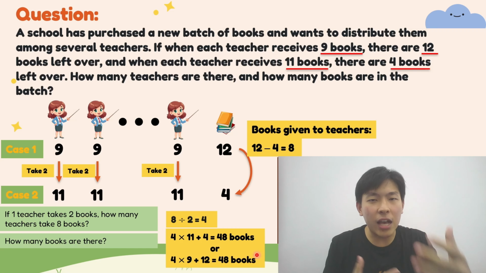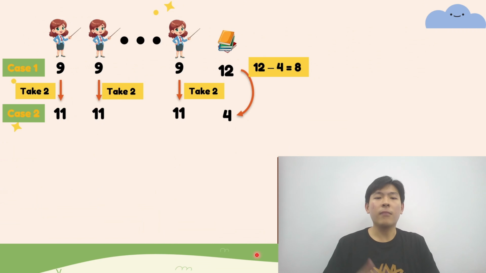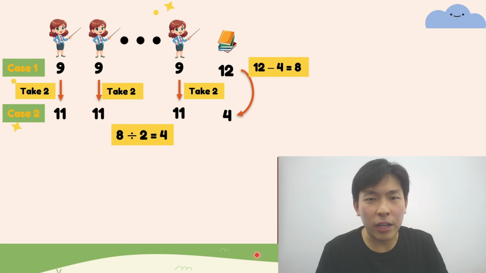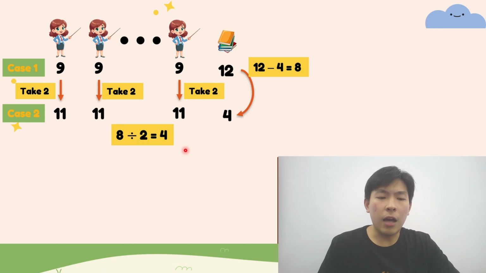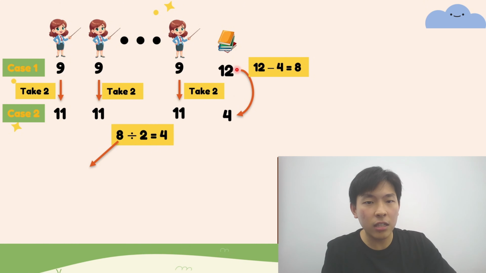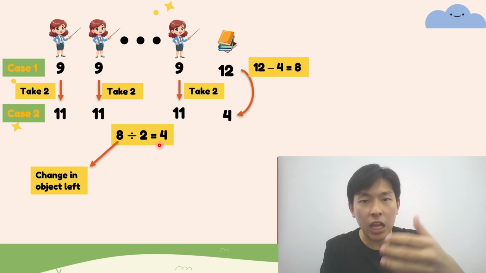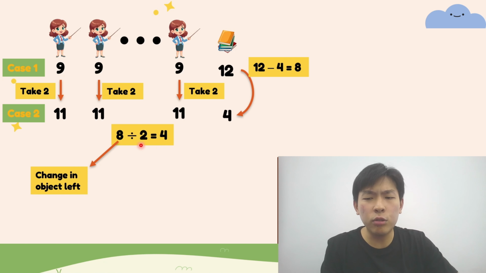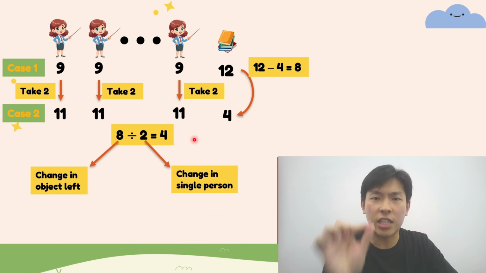Now, let's try to make a summary here. So, let's look at 8 divided by 2 equals 4. Now, what is 8? What does 8 represent? 8 actually represents the change in books left here. So it is change in the object left. What about 2? Now this 2 here actually represents the change in every single teacher here. So it's the change in single person.